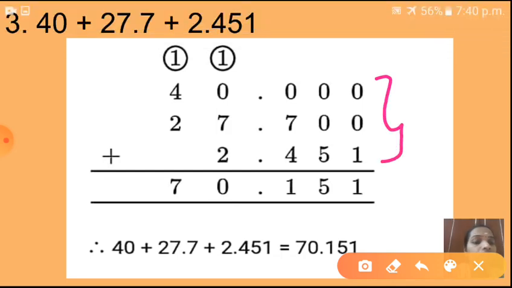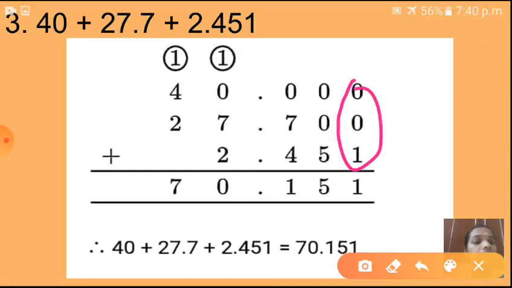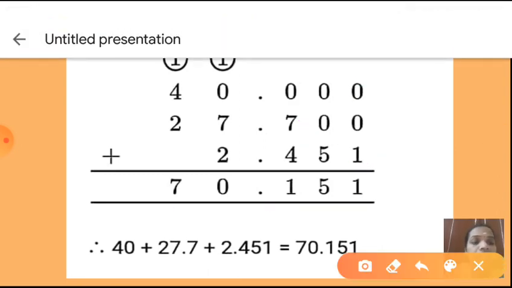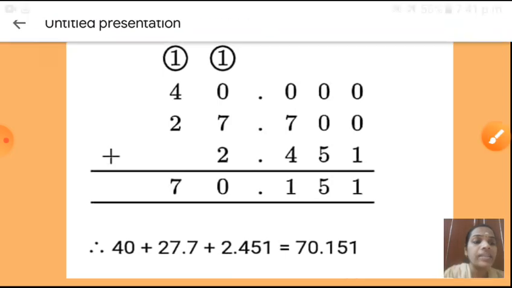Afterwards what you have to do? You have to add. So here what will come? 1, next one is 5, and here 7 plus 4, that is 11, remainder is 1. So you have to carry that 1 here. 7 plus 2, 9, 9 plus 1, 10, 0, again here 1, that is 7. So your final answer is what here children? Yes, 70.151. I hope you understood children this one.